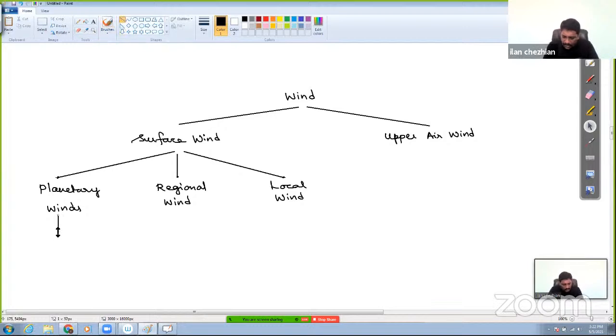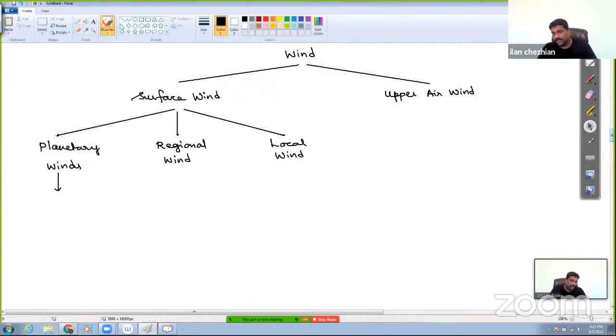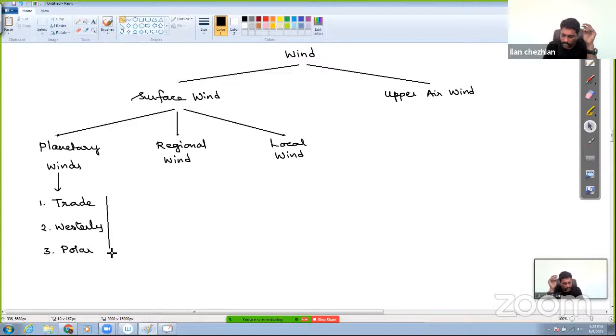And my dear friends, give me some examples of planetary winds. Totally, there are 6 planetary winds, my friend, but three names. What are the 6 planetary winds and what are the 3 names? Number one, trade wind. Number two, westerly. And number three, polar winds. Trade, westerly, and polar winds. These are the 3 winds.